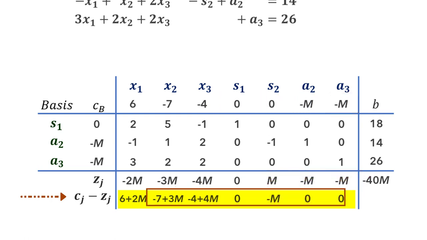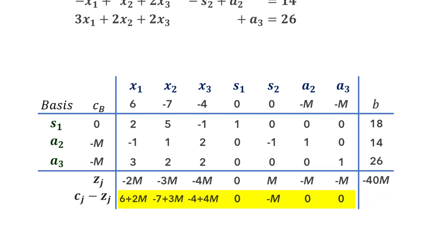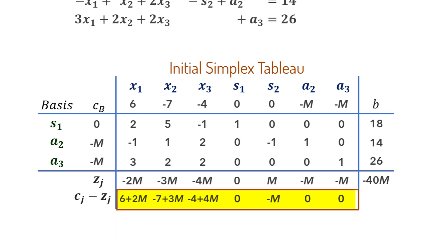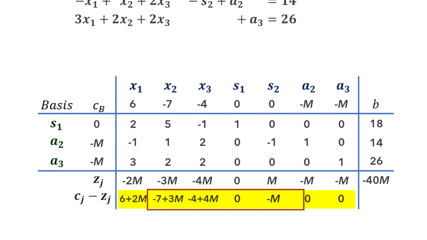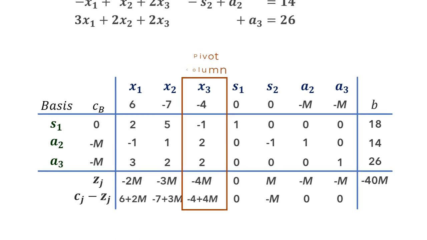We reach the optimal solution when there are no more positive values on this row. This setup is called the initial simplex tableau. The largest positive entry on this net evaluation row determines the new variable entering the basis. Since m is a very large positive number, 4m is larger than 3m or 2m. Therefore, -4 plus 4m is the largest positive value on this row. This x3 column is the key or pivot column, and x3 is the new variable entering the basis.